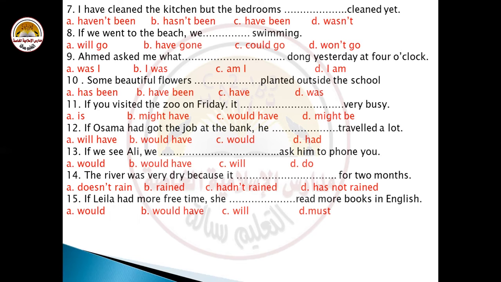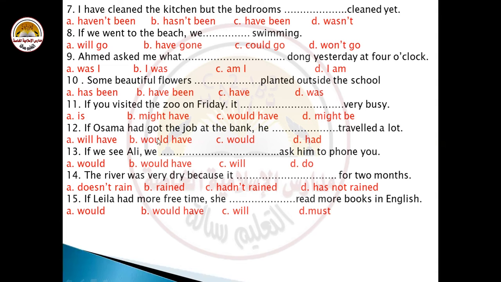Number 11, if you visited the zoo on Friday, it would be very busy. If you visited, this is the second conditional. We use the past simple. The condition needs might or would or could plus infinitive. If you visited the zoo on Friday, it would or might be very busy. This is the second conditional.